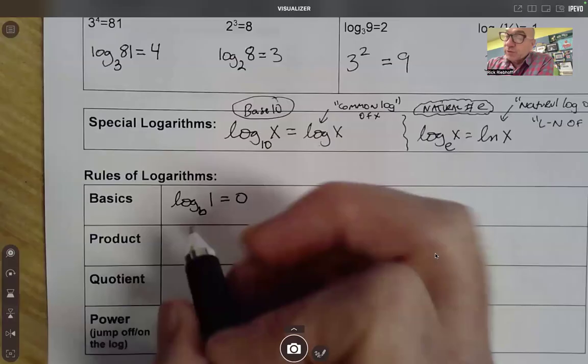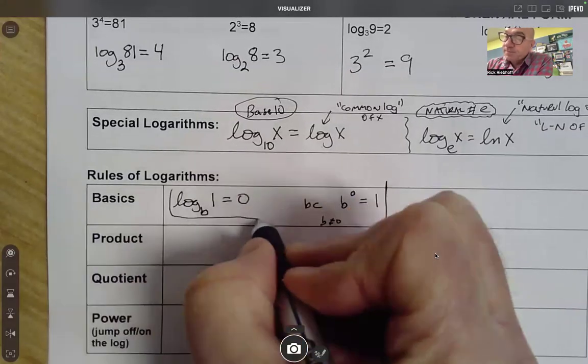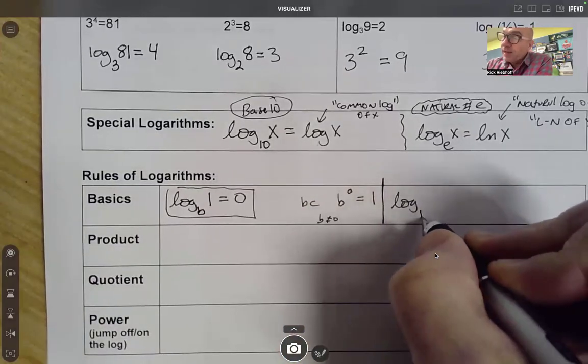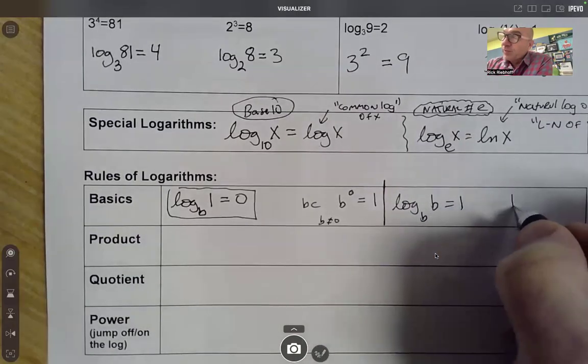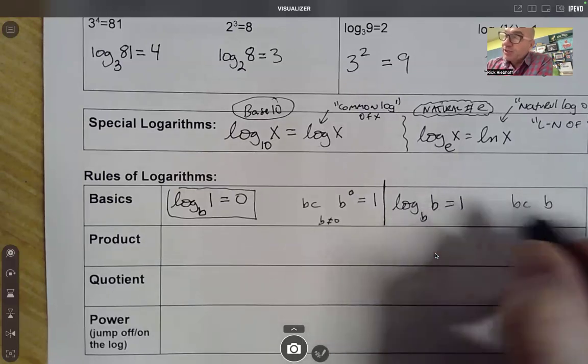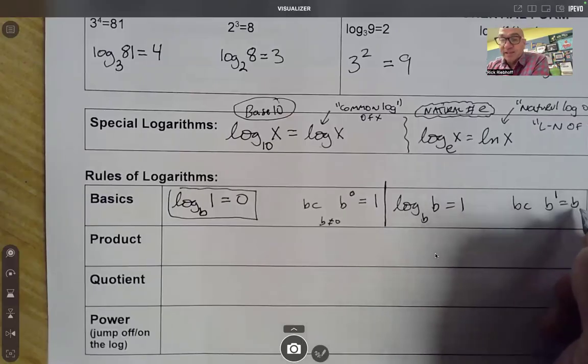All right, product rules. Oh, we have one more. Sorry. So that's one of them. The other rule is log base b of b equals 1. The reason is that the base stays the base and the others change place: b to the first equals b. Anything to the first power is itself.